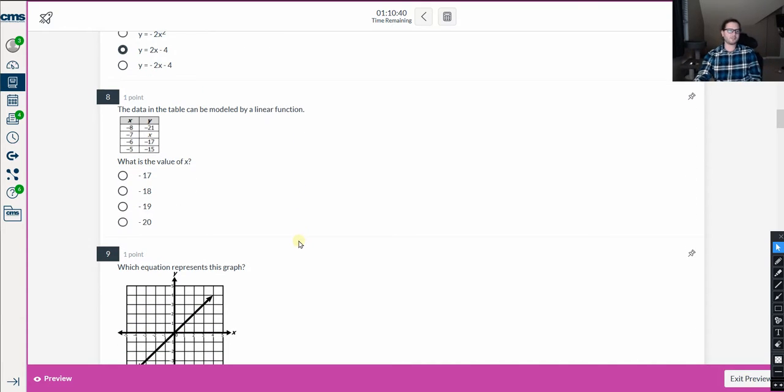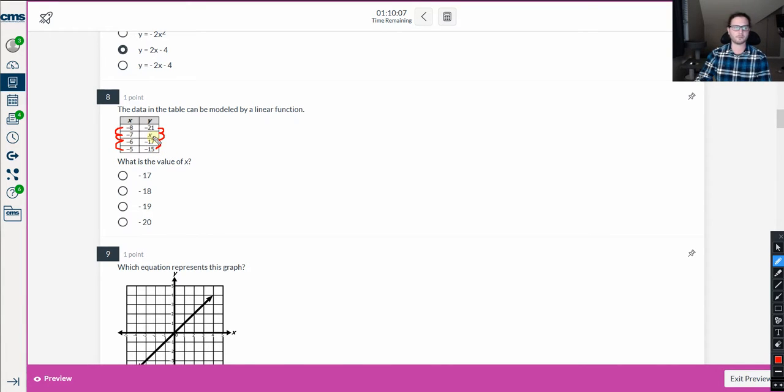For number 8, this one is more of just identifying a pattern. If something is a function, then x and y should be moving at a constant pace. Meaning if x is going constantly down one at a time, y should be following some kind of pattern too. So we look at negative 21, something, negative 17, negative 15. You can fill in the blanks and see this was increasing by 2 at a time.